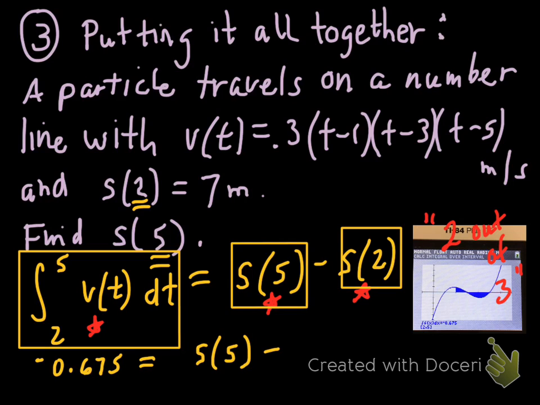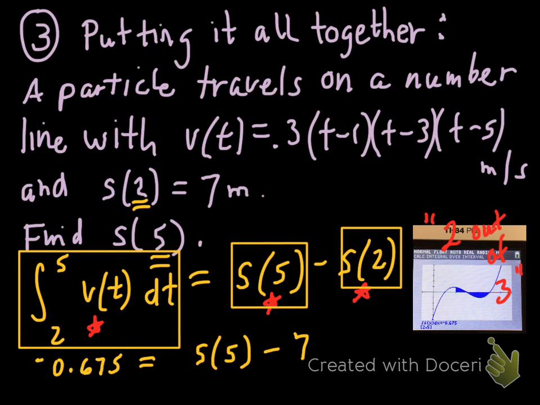Minus s at 2. This is provided for me with the problem. They give me this value, it is 7 meters. This is what I'm talking about with regard to plugging in 2 out of 3. I was able to figure out the integral from 2 to 5, negative 0.675. I'm trying to find s at 5. They provide for me that s at 2 is equal to 7. Now you've got a simple algebra 1 problem.